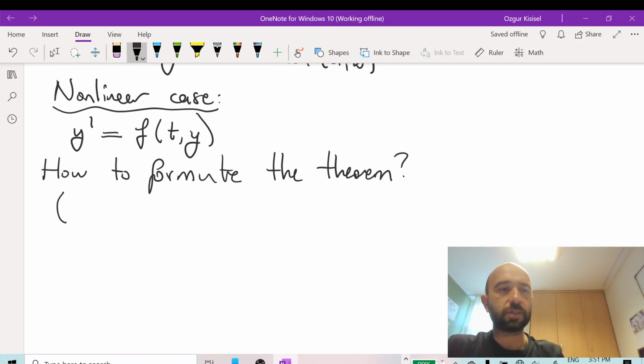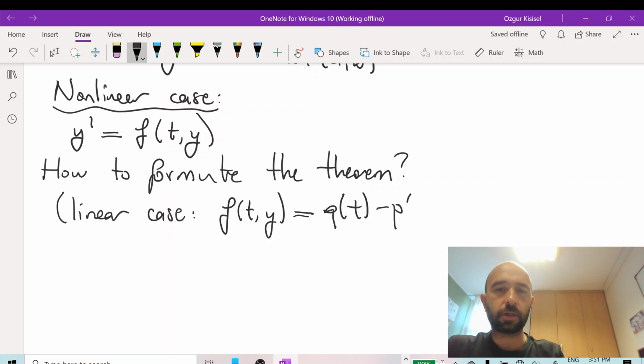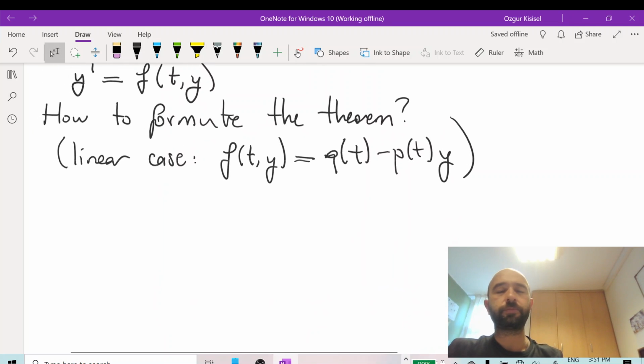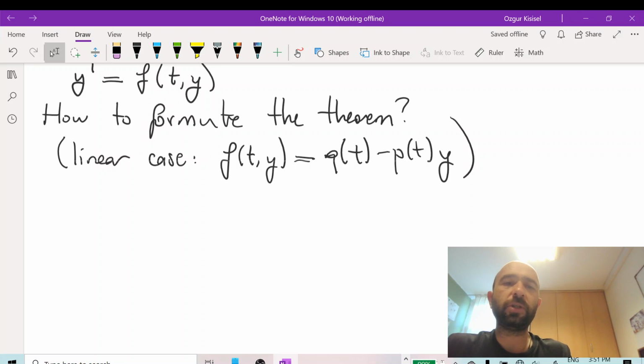Now, the linear case was when f(t, y) is of this very, very special form, q(t) minus p(t) times y. Now, we want to build an analogy with the linear case. In the linear case, we assumed q and p to be continuous, right? But in general, it is much more complicated, so we don't have such a q and p.